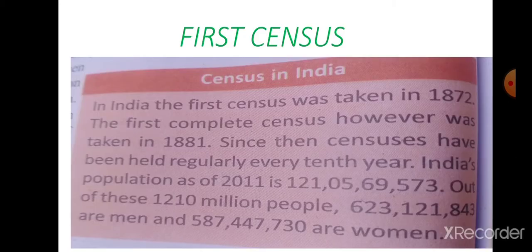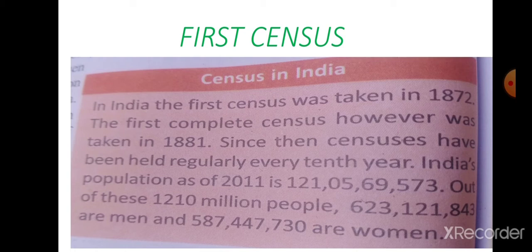The first census was taken in our country in 1872. This first census was taken in the year 1872, but it was completed in 1881. Since then, the census has been held regularly every 10 years. India's population as of the 2011 census is 121 crores. Out of these, 623 crores are men and 587 crores are women. So the first census was taken in India in 1872 and it was completed in 1881.